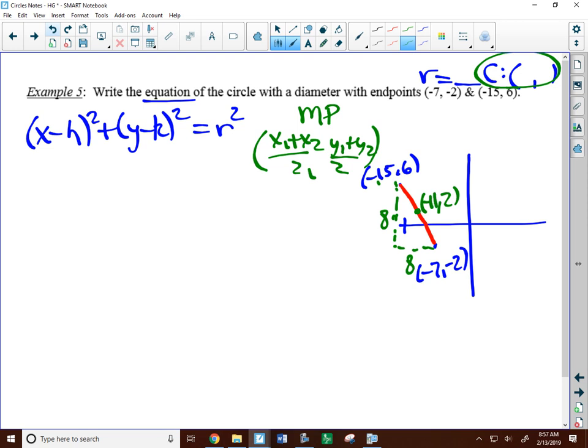I'll show it to you up here. It'd be x is -15 plus -7, divided by 2. And then the y's would be 6 plus -2, over 2. Again, not minus, it's plus. That's why I almost like the counting method. Counting method better. So this would be -22 over 2, and this would be 4 over 2.